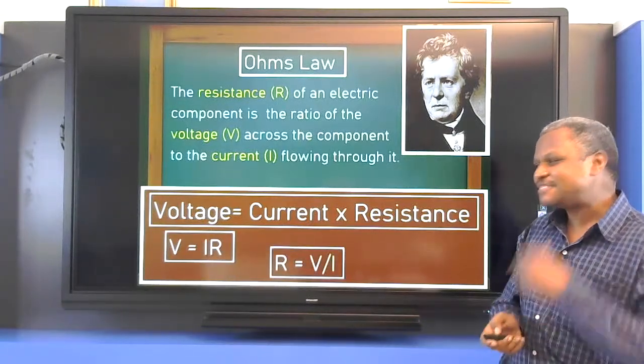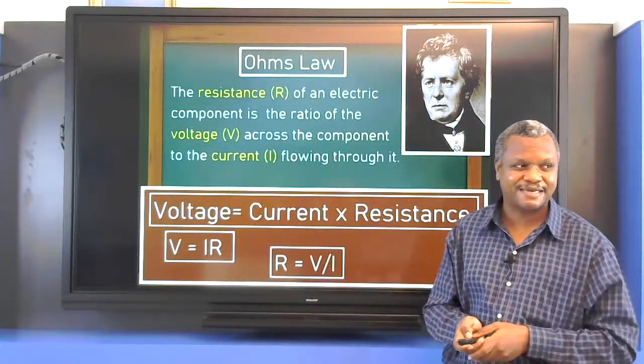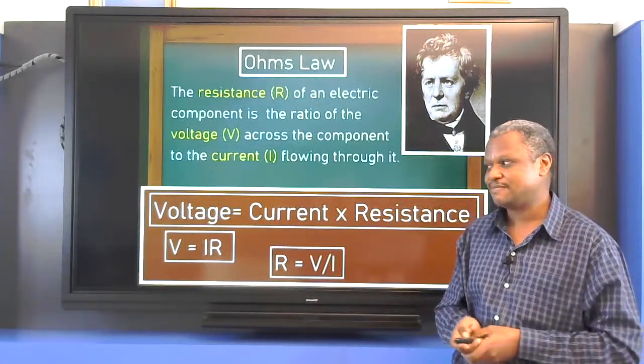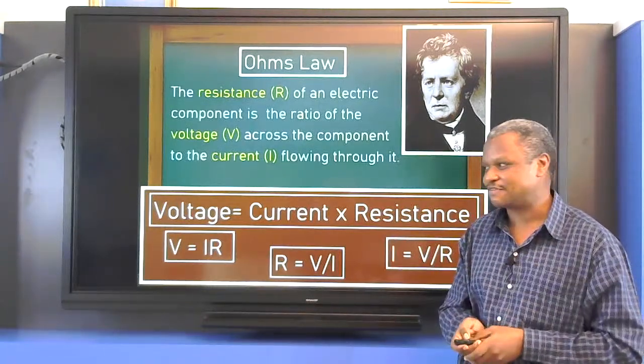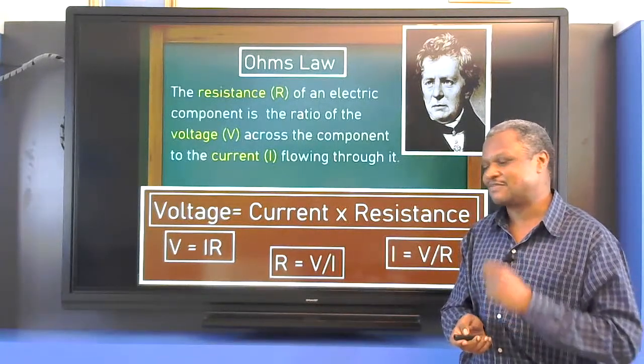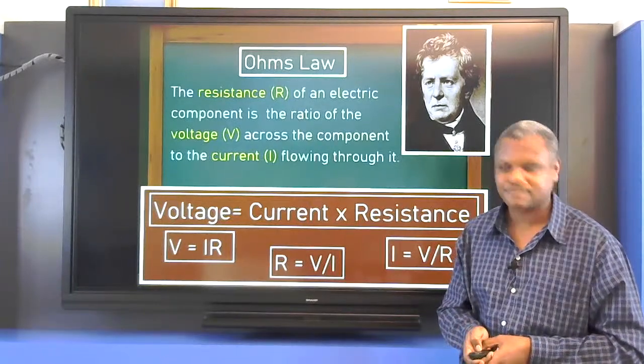And when we rearrange, you'll find that resistance is equal to voltage divided by the current. And for current, you can also rearrange that equation. You'll find that current is equal to voltage divided by the resistance.